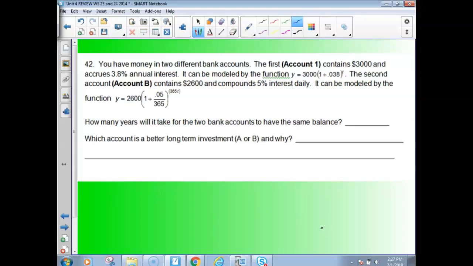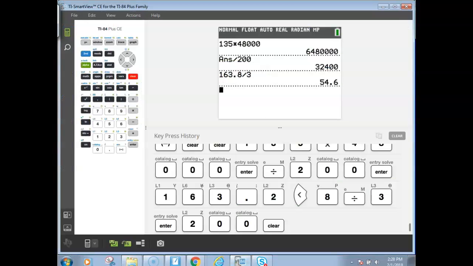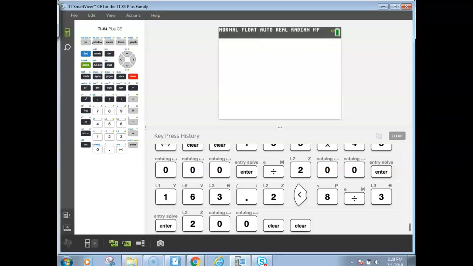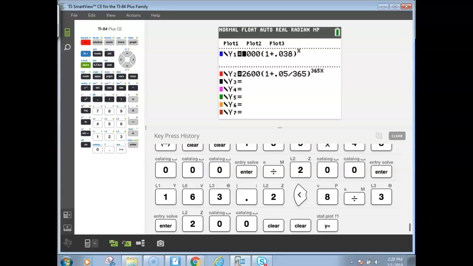All right, do you have money in 2 different bank accounts? If you put these into your grapher, do you want me to do this one in the grapher? All right. Checking my time. All right, let's go. I think I already might have them in here. I do. Okay, so I've already got them typed in. Those are the 2 equations that were in the word problem.